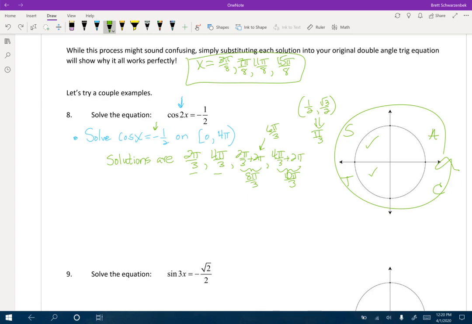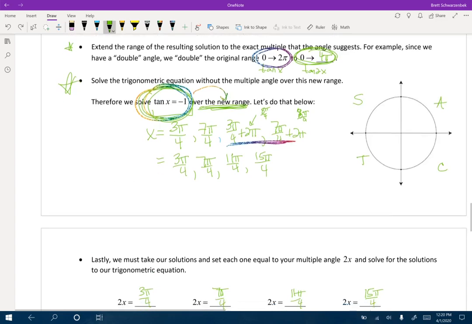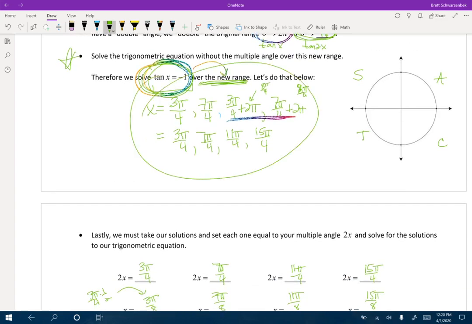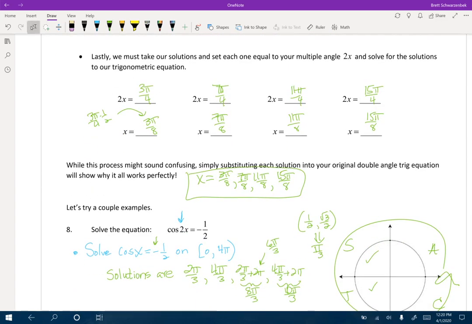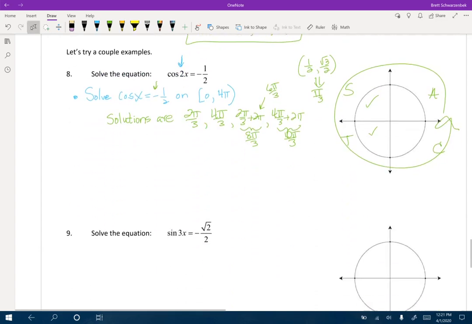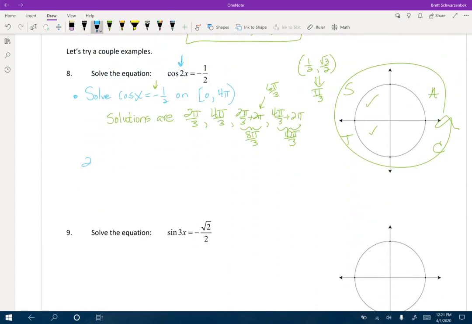Okay, so what is the strategy? If you recall, once we got the actual solutions to the original problem, we set 2x equal to each one of them. So essentially, what do we get? We get 2x is equal to 2 pi over 3. 2x is equal to 4 pi over 3. And we continue with all the other solutions as such. The last step is we divide both sides by 2.